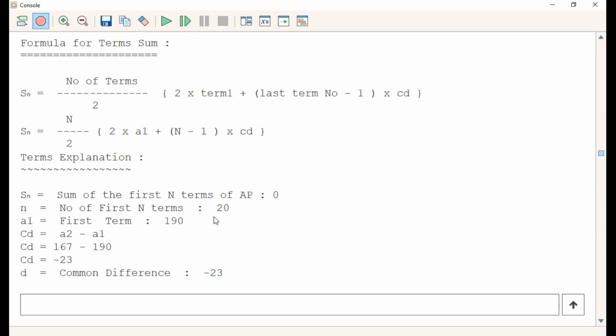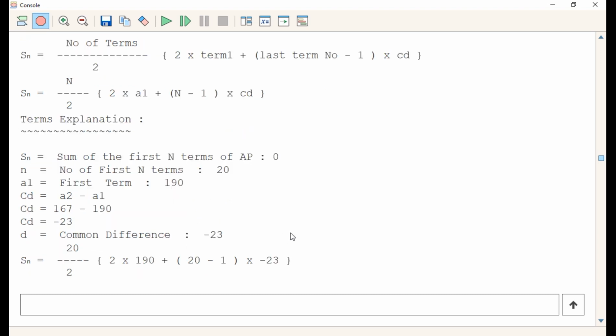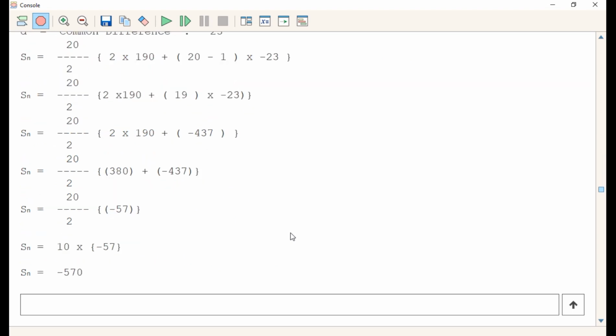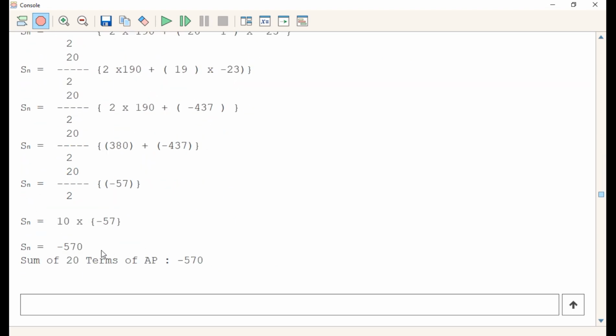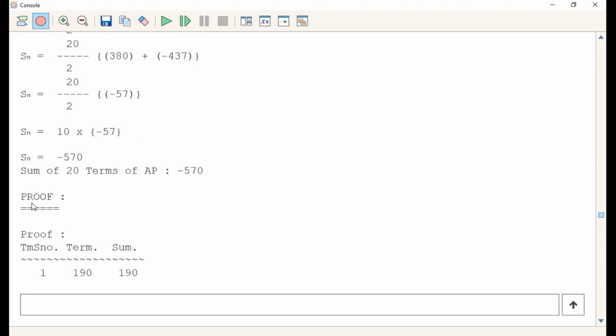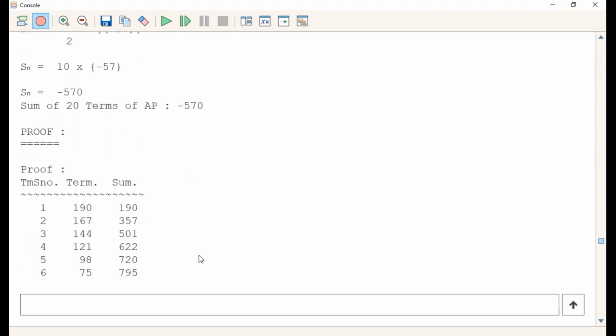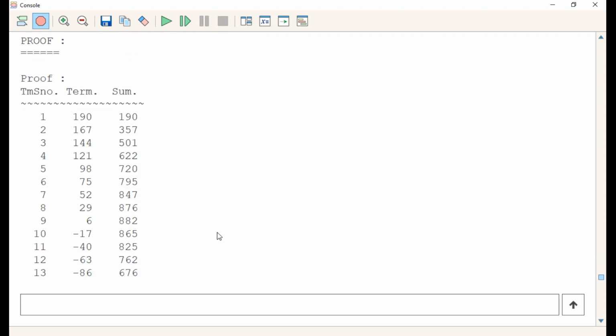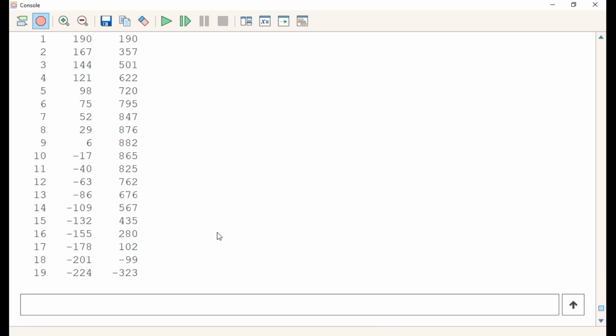The program calculates the sum of the first 20 terms as minus 570 using the sum of n terms formula. To prove the correctness of the answer, the program uses a loop to calculate the serial number of the term, the term value, and the cumulative total of the terms up to that term number, and displays them in each row. When the term number becomes equal to 20, the controller exits from the loop.